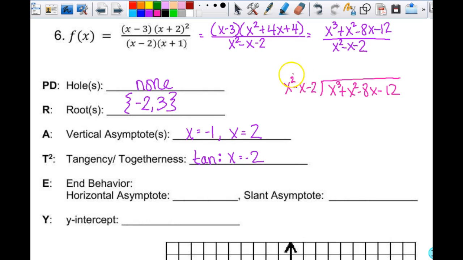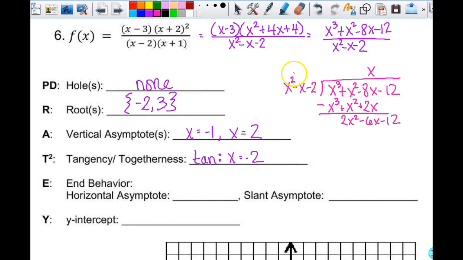X squared divides into x cubed, and what do you get? X. So you make sure you put it over the x term. Then you multiply it back. X times x squared is x cubed. X times negative x is negative x squared. X times negative 2 is minus x. Now remember this for long division. You have to change the signs. So this becomes minus plus plus. So this gives me 2x squared minus 6x minus 12.